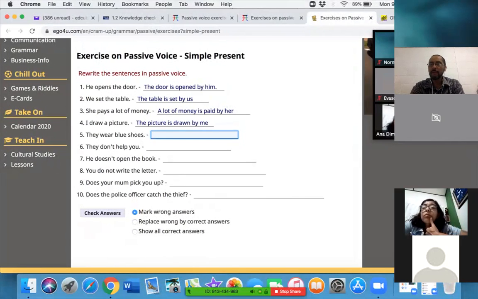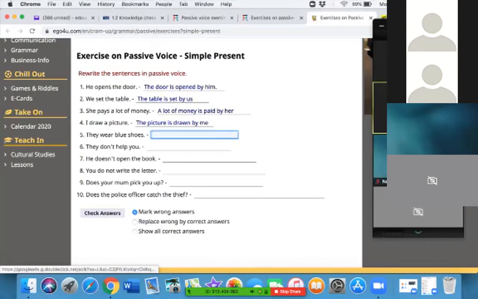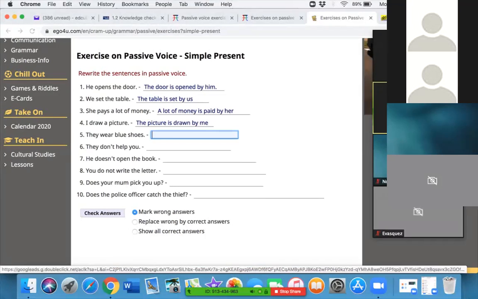Who can do number 5? Me, teacher. Blue shoes are worn by them. Very good. Blue shoes. Here we use are because shoes are plural. Are worn. Blue shoes are worn by them. Thank you. Very good, Alex. Who would like to try the next one?